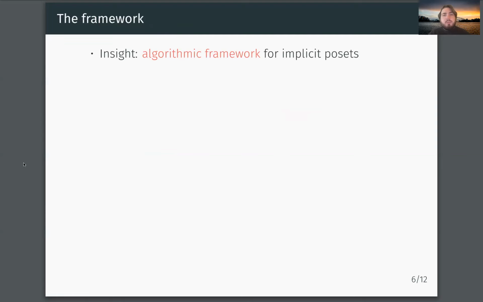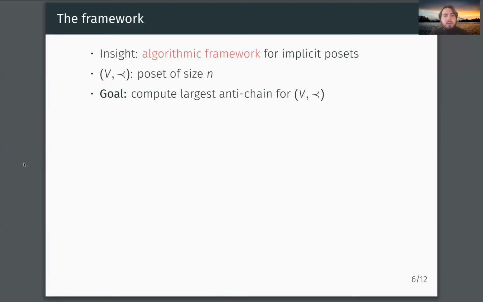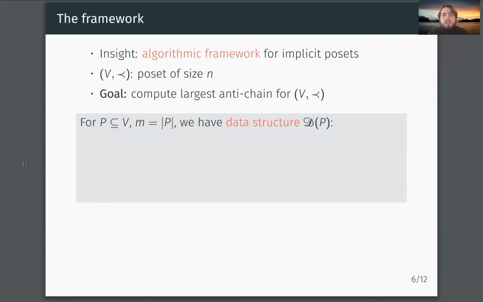So the framework which we present in this paper is the following algorithmic framework for implicit posets. Just recall, we have our poset V of size n, and our goal is to compute the largest anti-chain for V. To do so, we're going to assume that we have access to a data structure. For any subset of elements P of size m, we assume we have a data structure which acts on that subset P and can do the following three operations.